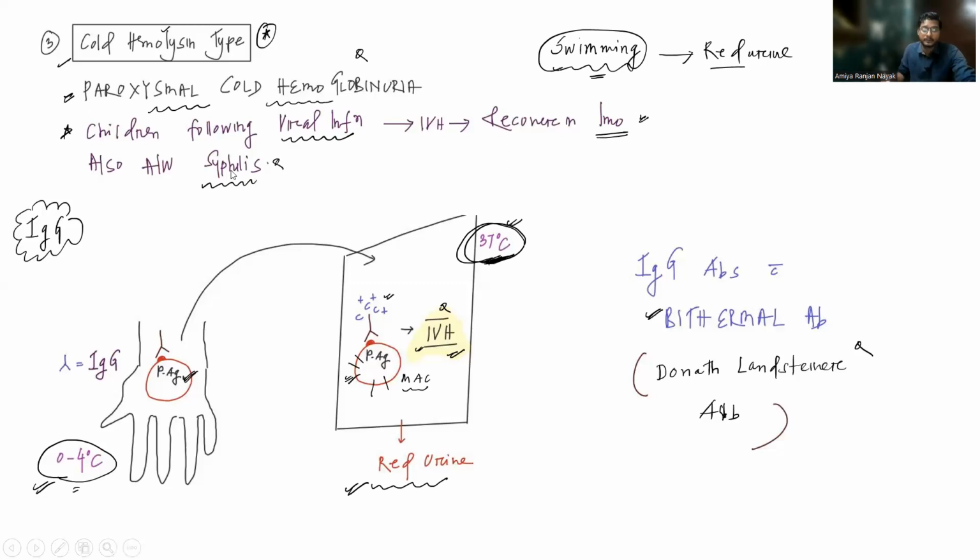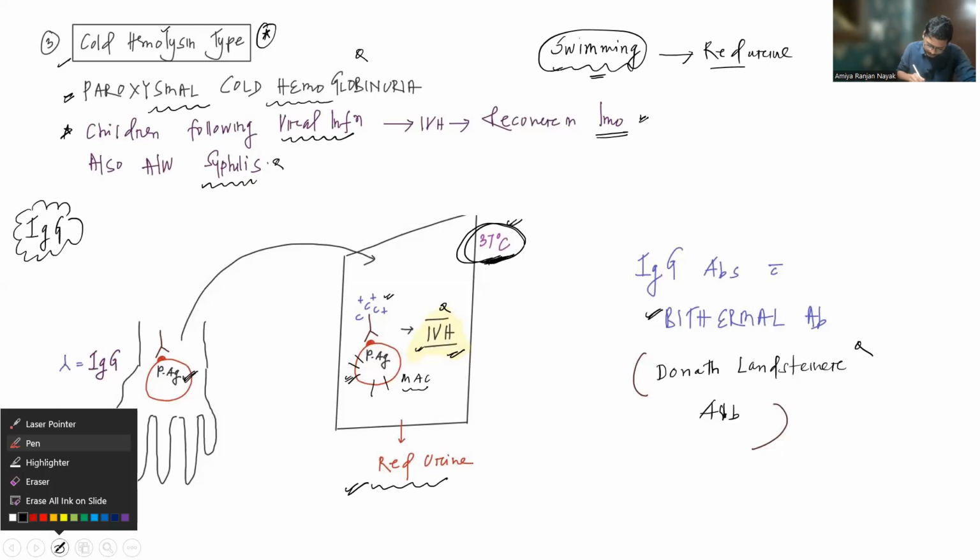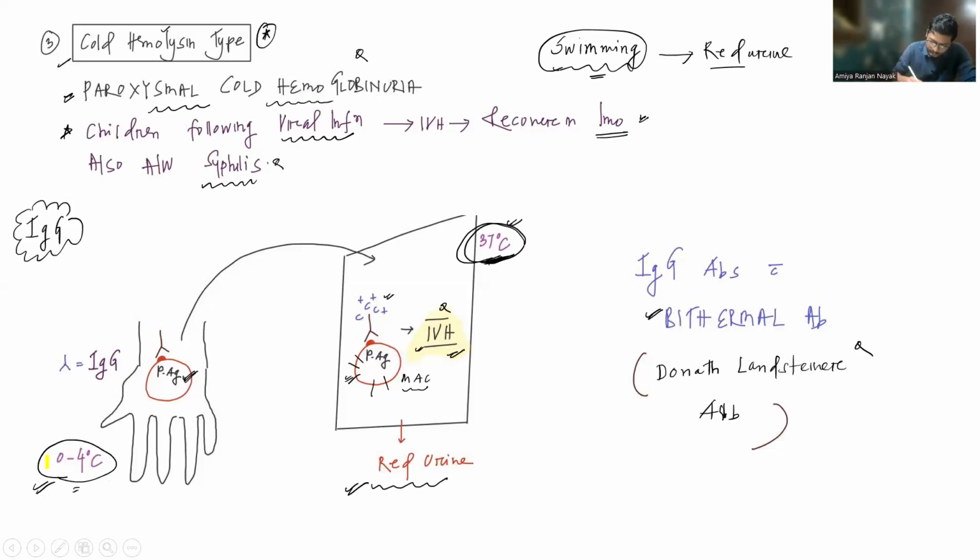These are all the concepts about paroxysmal cold hemoglobinuria. I'll just highlight the important points again. This is known as paroxysmal cold hemoglobinuria, usually found in children after viral infection. These are self-limited, recovering within 1 month. Also associated with syphilis. These are caused by IgG antibodies, which have a bithermal property. That means they can bind to RBCs initially at the lower temperature of 0 to 4 degrees centigrade, and they persist in binding at 37 degrees centigrade. These are otherwise known as the Donath-Landsteiner antibodies, and there will be predominant intravascular hemolysis. These are all the important points about paroxysmal cold hemoglobinuria.